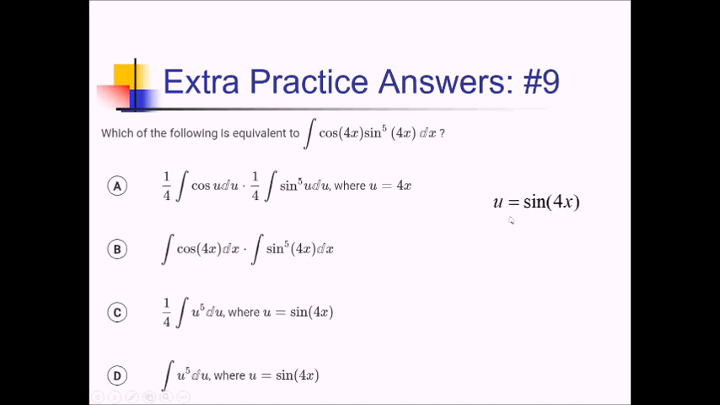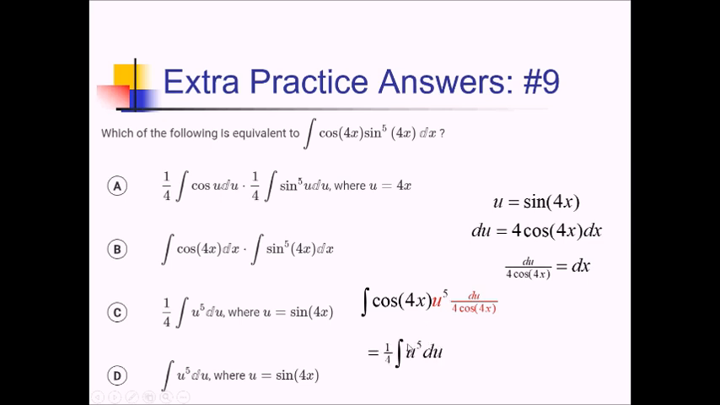So u equals sine of 4x. That means du equals 4 cosine of 4x, using a little chain rule there. So then du over 4 cosine of 4x is the same as dx. Plugging stuff back in, I've got cosine of 4x, and now we're going to have u to the 5th. And instead of dx, I've got du over 4 cosine of 4x. Well, these cosine of 4x's are going to cancel, so that just leaves me with 1/4 u to the 5th. And I can take that 1/4 outside the integral if I want to.